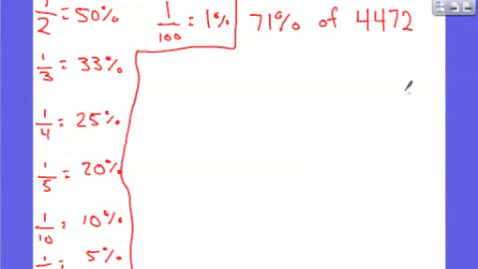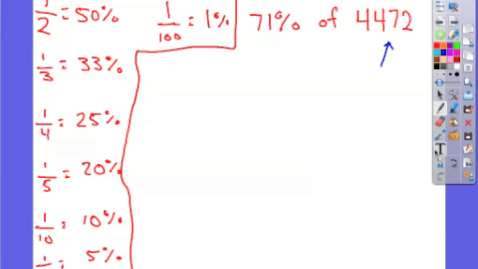All right, last two here. I'm going to show you one way to do both of these because I think we're starting to get it. I hope so anyway. So 71%, okay? 71% of 4,472. This is our whole. Remember, that's our 100% right there. That's the whole thing. My guess right here, I'm going to guess half of this would be about 2,200. I'm going to guess 3,000.